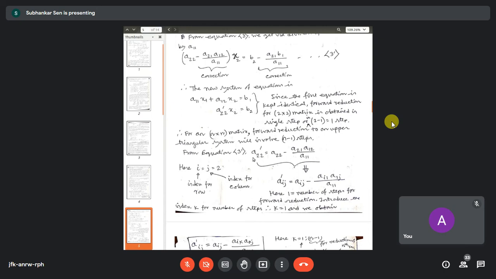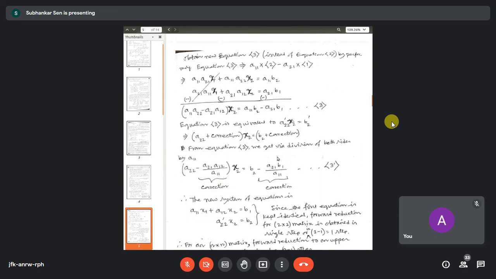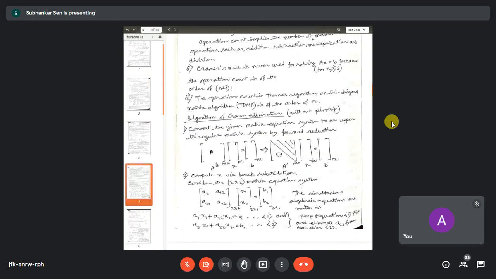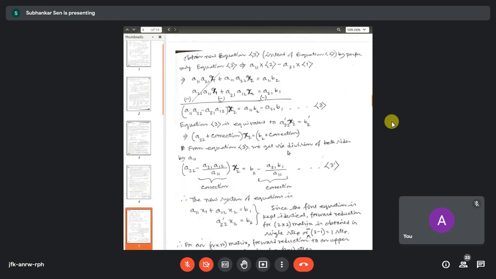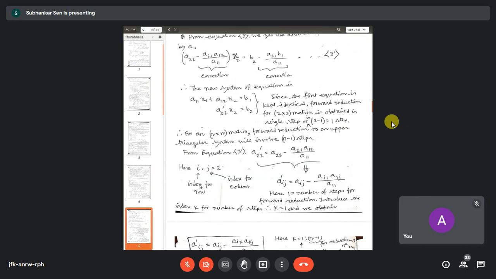Okay, updated term equals original term plus correction. So for the original term, we always write the matrix terms as aij. We say the matrix equation is aij xj equals bi. When we write this equation, this is aij, this is xj, and this is bi. The terms of the matrices are denoted by the symbol small a subscript small i small j, where i is the index for row and j is the index for column. This is very important. You must remember it.